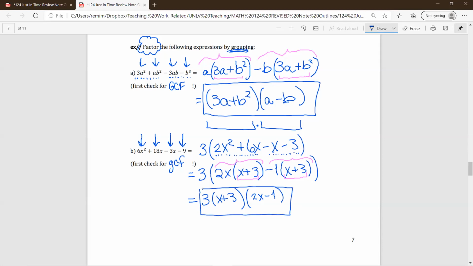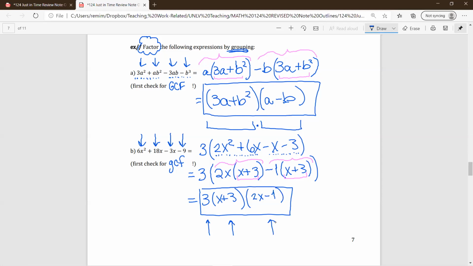And we factored that. And again, remember, anytime you get an answer, box your final answer, first of all. Second of all, ask yourself, did I do what the question is asking me to do? Again, the question was asking us to factor, and we did that. We took this expression here for part B, and we changed it into multiplication. It's 3 times x plus 3 times 2x minus 1. And that's what it means to factor, is you take the expression and break it down into multiplication.